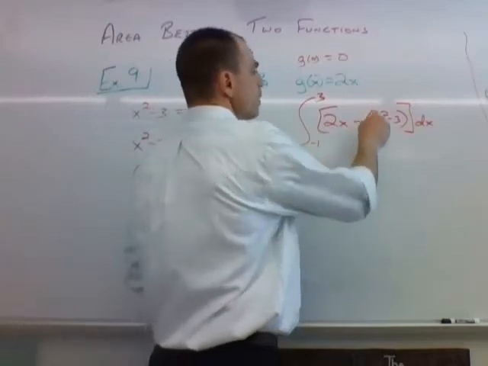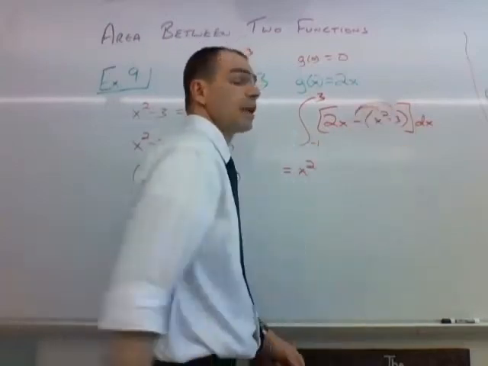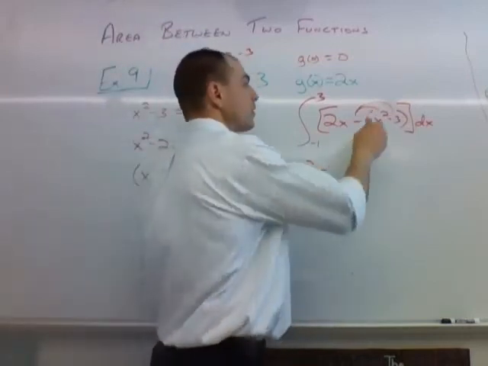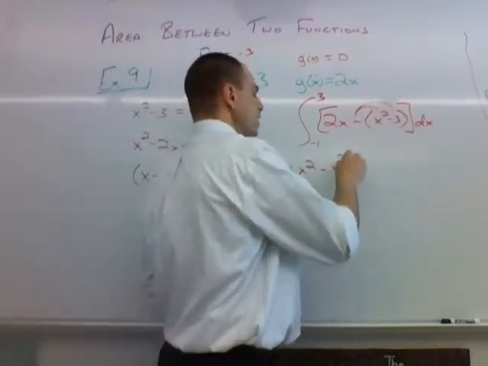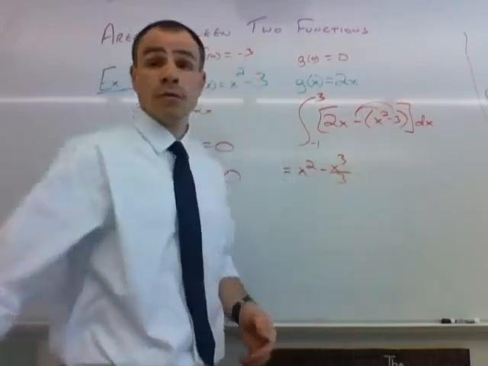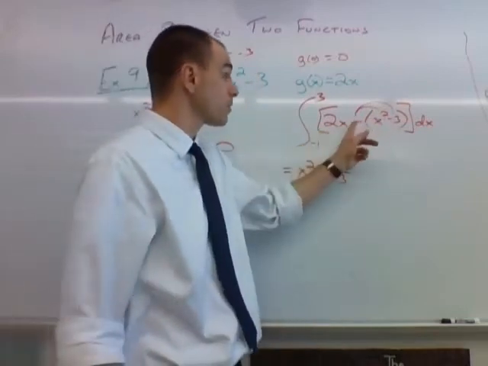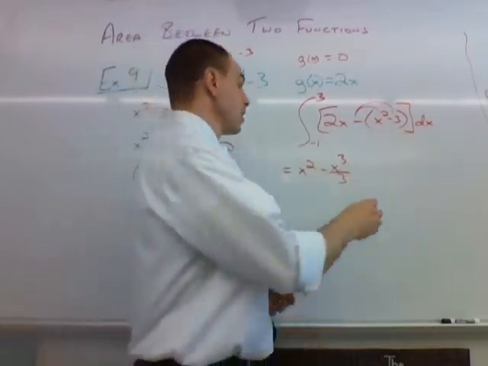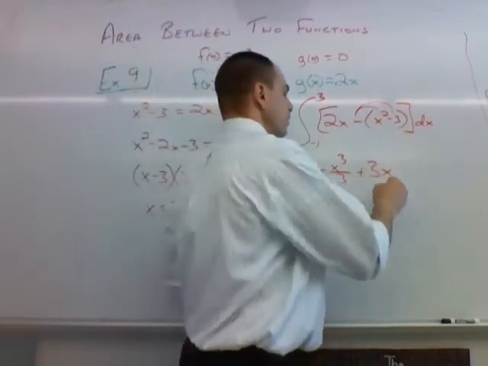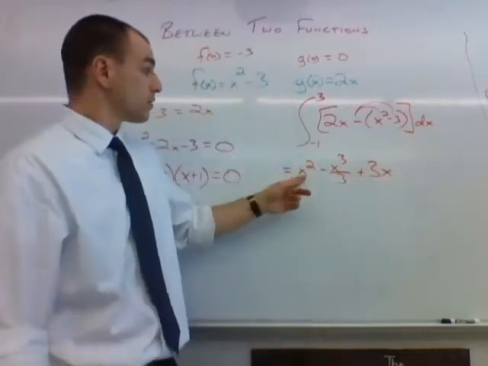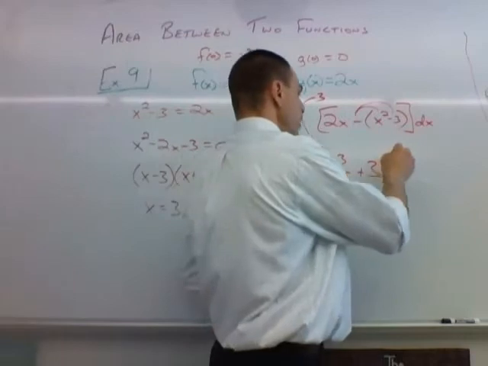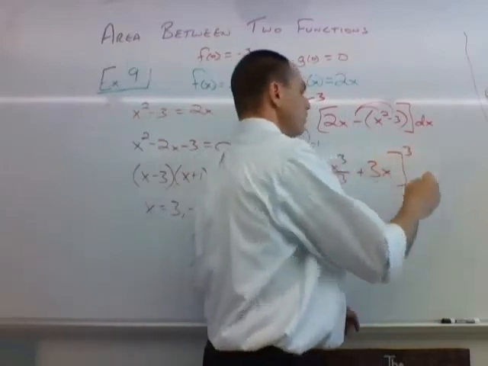And then we have minus x squared. We have to distribute that negative sign. I'm sorry, this is x squared. It's going to antiderive to negative x cubed over 3. And then we are subtracting the negative 3, which means really adding 3. And 3's antiderivative is 3x. So we got x squared minus x cubed over 3 plus 3x being evaluated from negative 1 to 3.